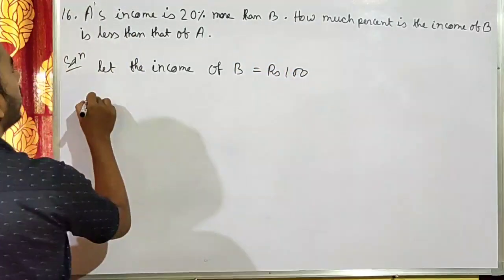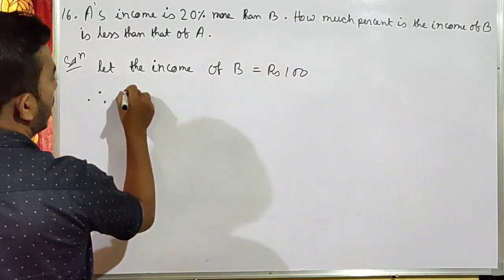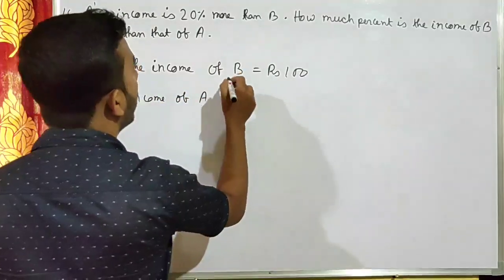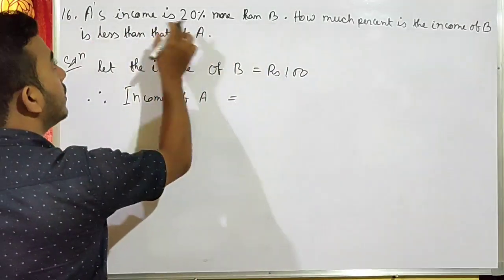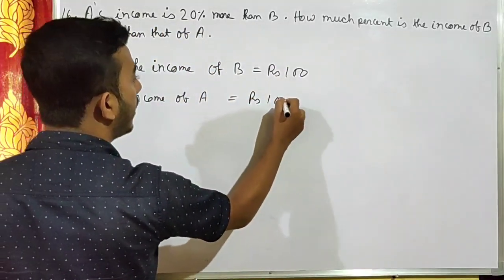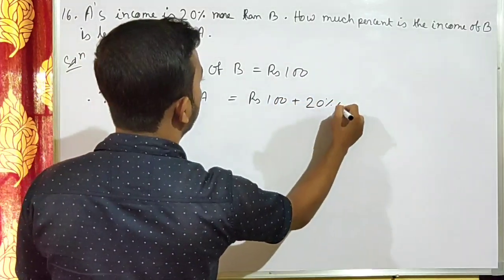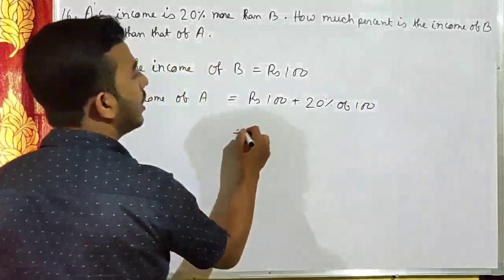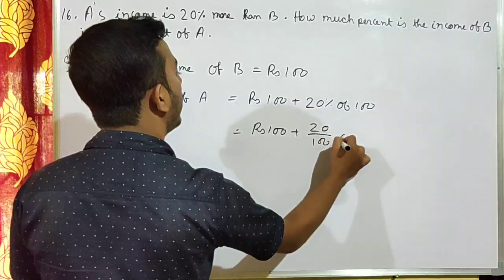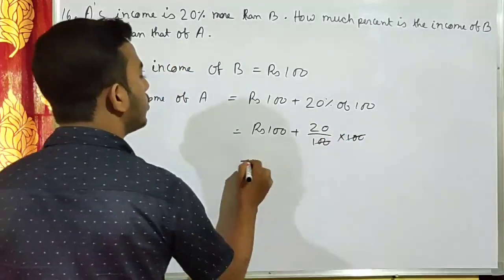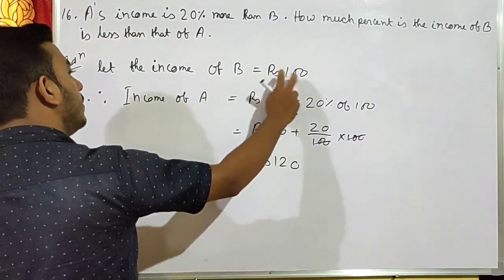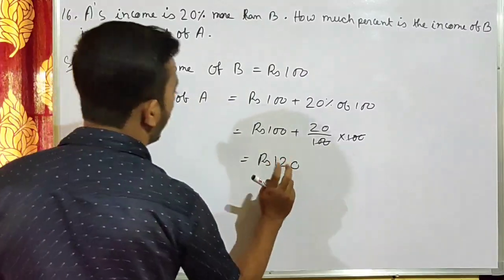Therefore the income of A will be what? 100 plus 20% more, isn't it? It is 20% more than B. So the income of A will be rupees 100 plus 20% of 100. So it will be 100 plus 20 out of 100 into 100. So the income of B is rupees 100 and the income of A is rupees 120.